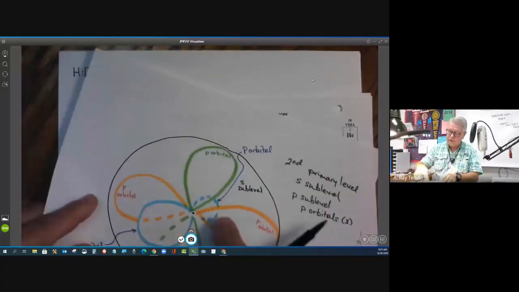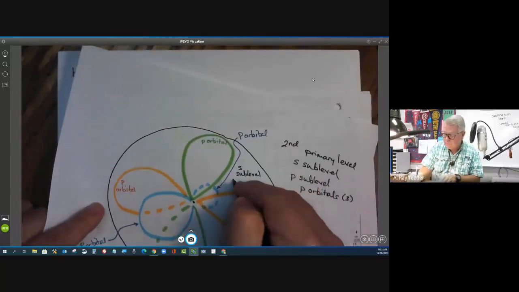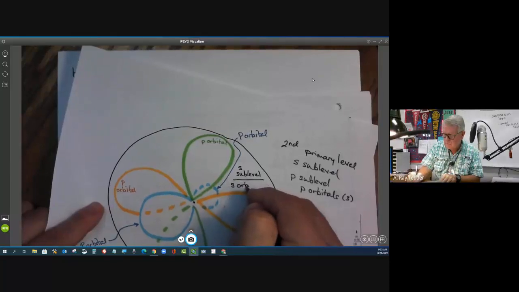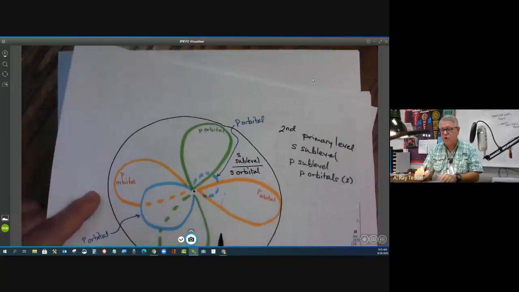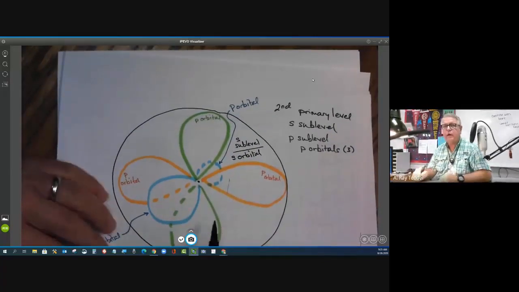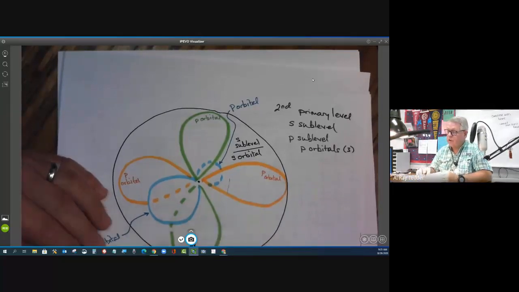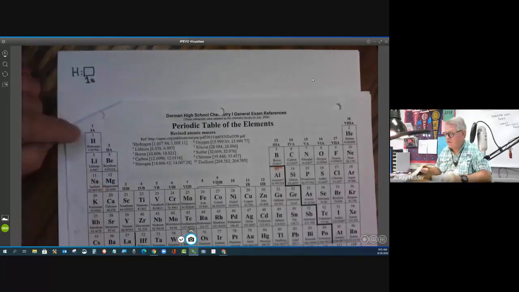If I put 2 electrons in this S sublevel and this S orbital, they're going to have opposite spins. That's part of what the Pauli exclusion principle was about. You can't have 2 sets of quantum numbers exactly the same for 2 different electrons. So electrons have to have opposite spins to be in the same orbital.